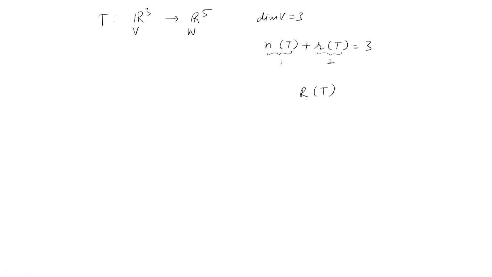But there cannot exist a range of T of more than 3 dimensions, that is, a subspace of R5 of more than 3 dimensions, because the sum must be 3. The minimum value of the nullity is 0. So, definitely the rank of T is equal to 3 minus the nullity, and the nullity will be greater than or equal to 0, that means the rank of T will be less than or equal to 3. It can't be more than 3. So, for this problem it is true.